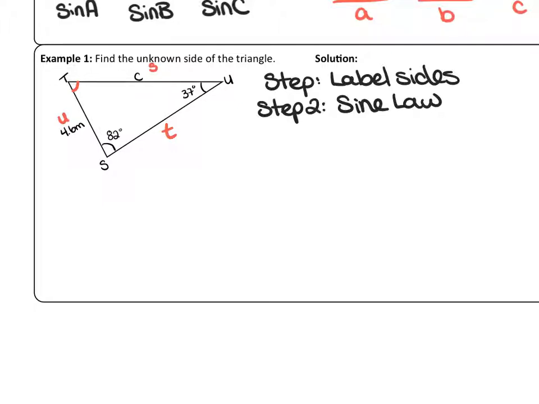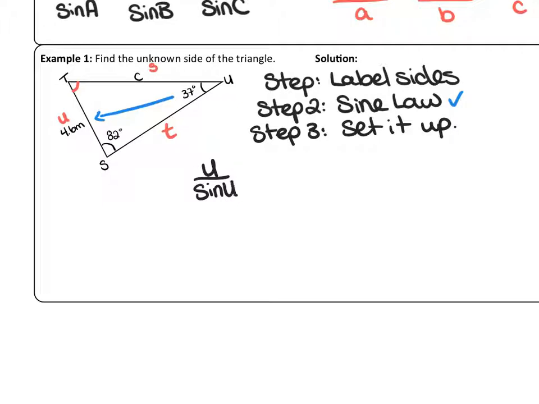We have this angle here, 37, and it is across from a side that we know, 4.6. So in that case, we can use the sine law. So we're good to go because we have that relationship. So once you've figured that out, you're going to actually set the formula up. So step 3, we're going to set it up. So here's how it goes. It doesn't matter what order you do it in, just that the letters line up. So in this case, I'm going to go u over sine U equals t over sine T.